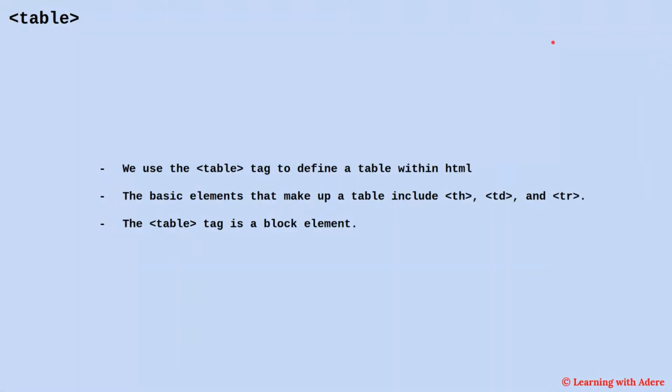Okay, so getting into creating our own tables in HTML. To do this, we use the table tag. The table tag defines a table within HTML. The basic elements that make up a table include th, td, and tr. The table tag is also like a block element.